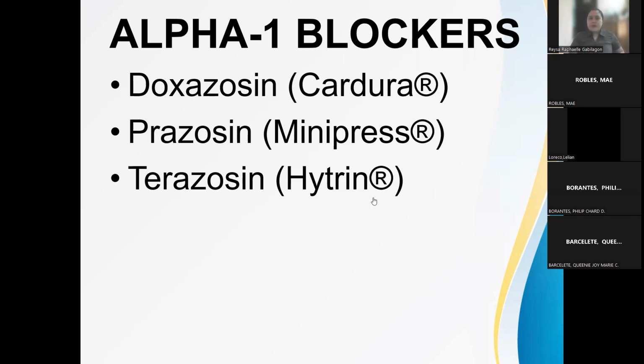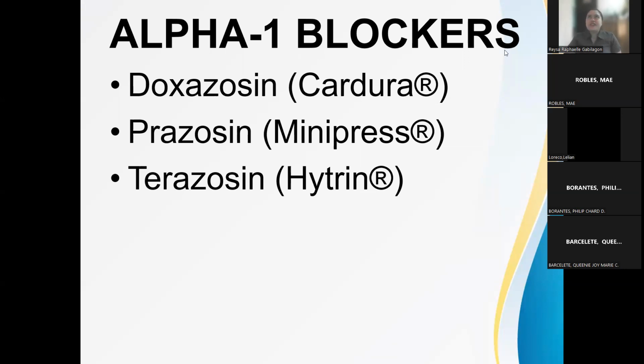Now, if we are going to activate this receptor, what will happen to the blood vessels? Anong mangyayari kung i-activate ang receptors na ito? Anong mangyayari sa blood vessels? Very good. There will be constriction. Okay? Vasoconstriction. And vasoconstriction means there is increase in the blood pressure. Therefore, we are going to block that. If we are talking about antihypertensive drug, we can block the alpha receptor.